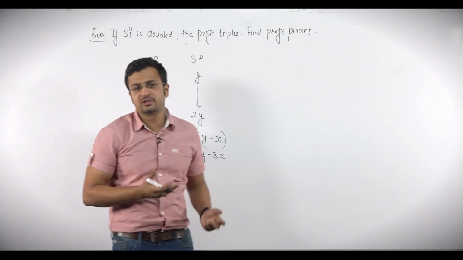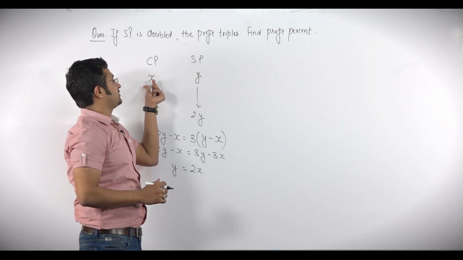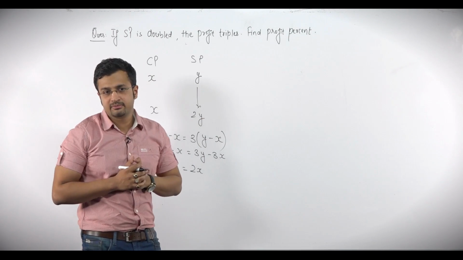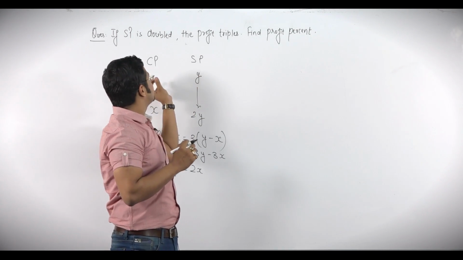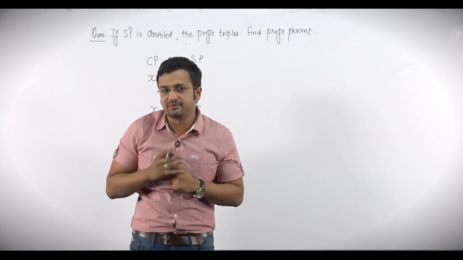Yes, you got the answer. What is the answer? You can say Y is equal to 2X. मतलब selling price is double the cost price. जो selling price है वो cost price का double है.